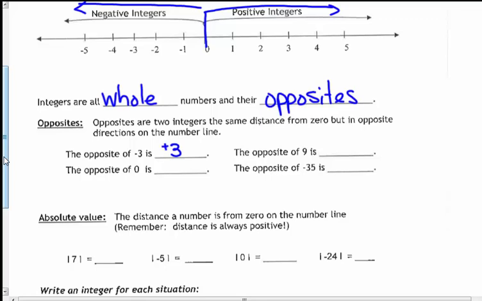The opposite of 0 does not exist because 0 does not have a sign. The opposite of 9 is negative 9, and the opposite of negative 35 is positive 35. Again, you can put the positive sign or not.